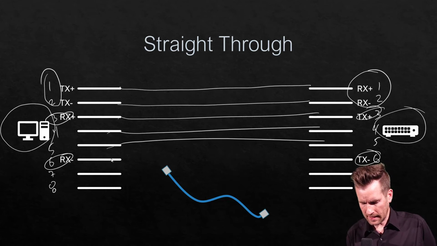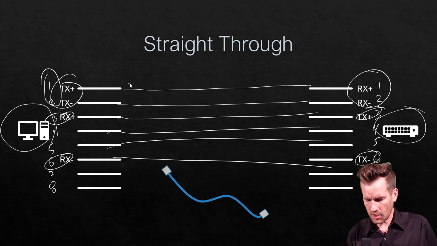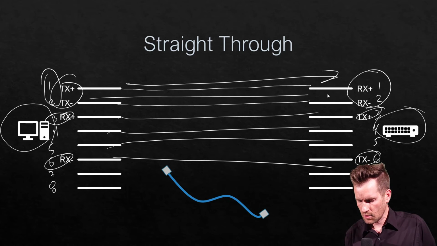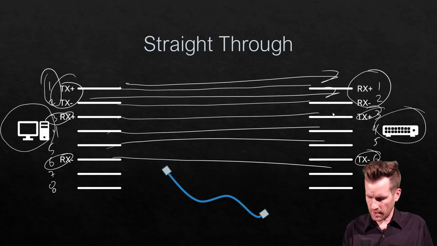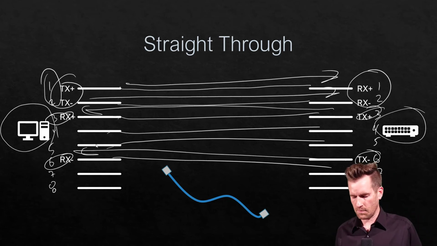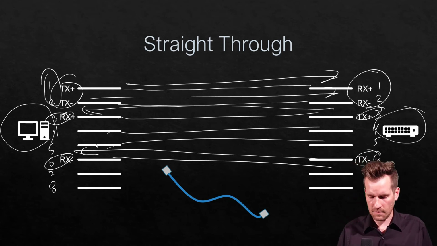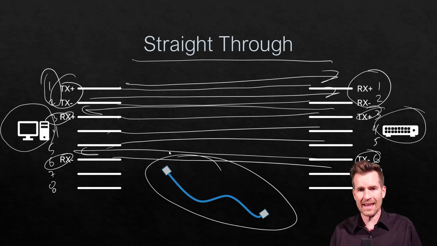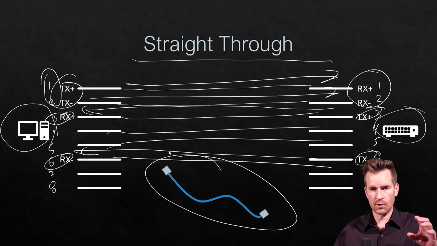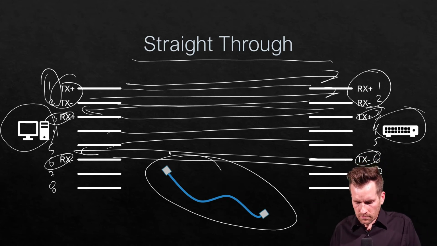then what's happening is the transmits are sending data to the receives of this equipment. And vice versa, the switch now is transmitting to the receives of this computer. And everything lines up. This is what we call a straight through cable. So we want a straight through cable when we're connecting a computer to a switch. Now, where does that come into?